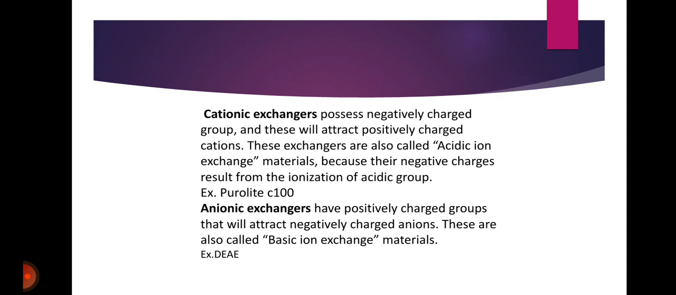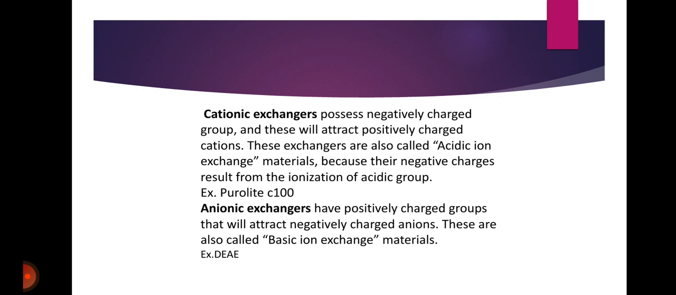Ion exchange chromatography has two types of exchangers, that is cationic exchanger and anionic exchanger. Cationic exchanger possesses negatively charged groups and this will attract positively charged cations. These exchangers are also called acidic ion exchange materials because their negative charge results from the ionization of acidic groups.